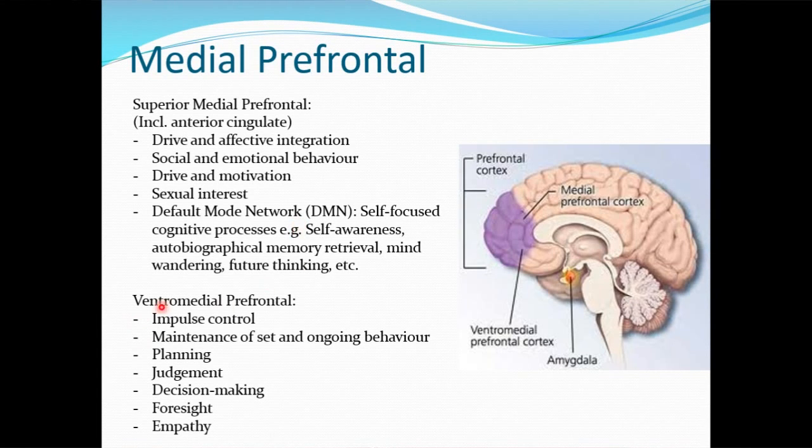Okay. The ventromedial prefrontal has more to do with impulse control, maintenance of set and ongoing behavior, planning, judgment, decision-making, foresight, empathy. I think a lot of the patients that have damage in the ventromedial prefrontal areas end up seen by psychiatrists. They are typically people with behavioral problems. They're impulsive, they lack empathy, they injure somebody and don't really have any remorse for it. They're bad with judgment, they're bad with decision making. They are people who typically have damage in this ventromedial prefrontal area.